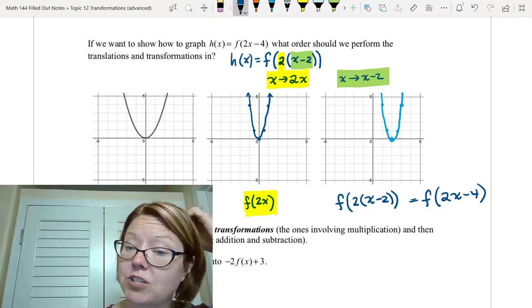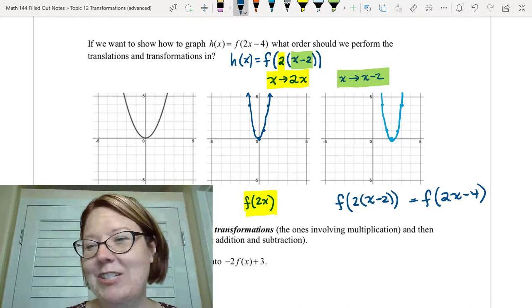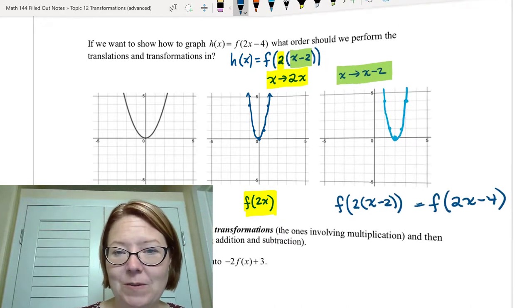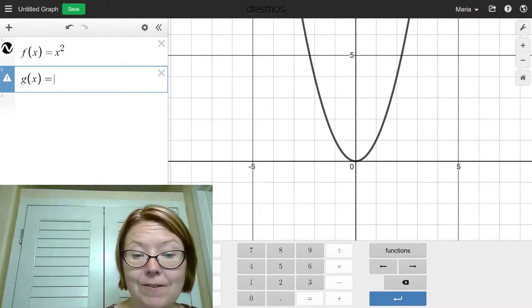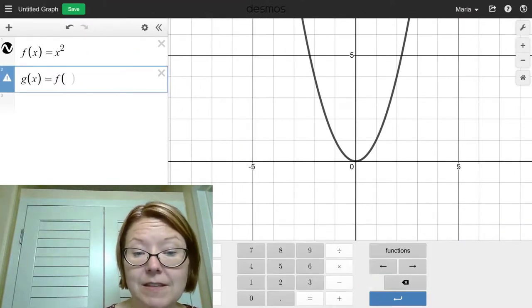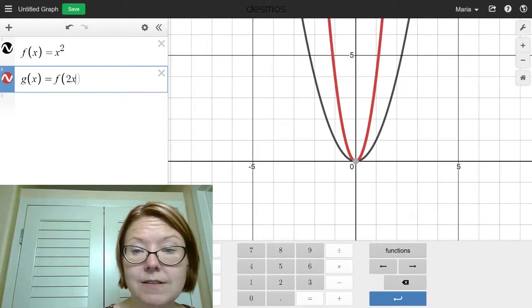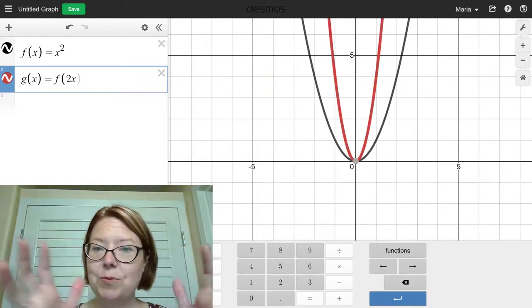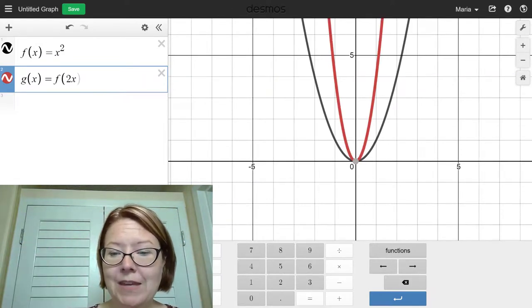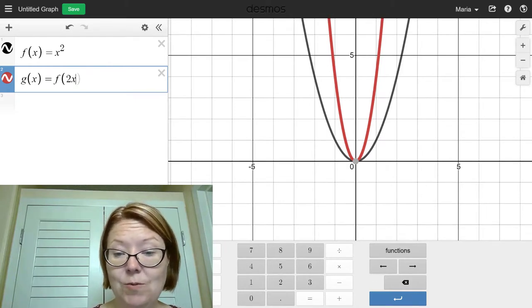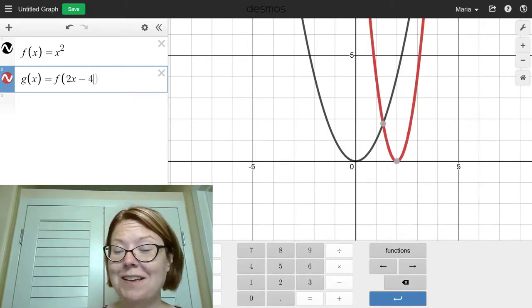If we do the distribution, you're probably thinking it's a good idea to check that, and let's go ahead and do that. We're starting with the graph of f of 2x, and you can see that that does compress the graph by a factor of 2. And then we're replacing that x with x minus 2. So that's the same thing as 2x minus 4. So let's just make sure that looks like it's moved 2 to the right, and it has.